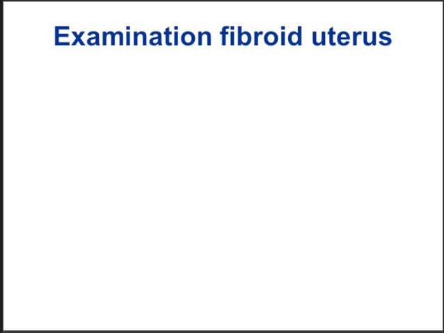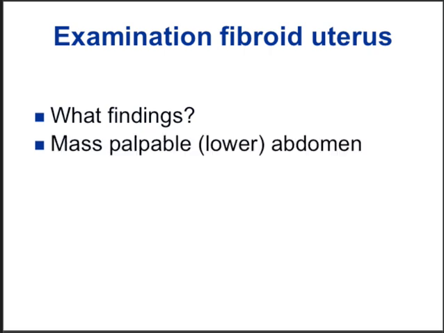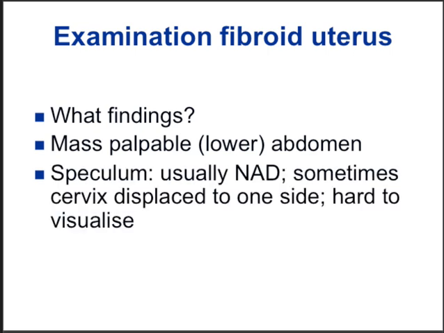What findings when we would examine a lady with a fibroid uterus? Abdominal examination could mean there is a mass palpable, sometimes just a few fingers above the pelvic rim, but sometimes even much higher. So a mass is palpable. At speculum examination, usually no abnormalities are detected. Sometimes, however, the cervix is displaced to either one side or more anteriorly, and it means with a speculum examination it's very hard or even impossible to visualize the cervix.